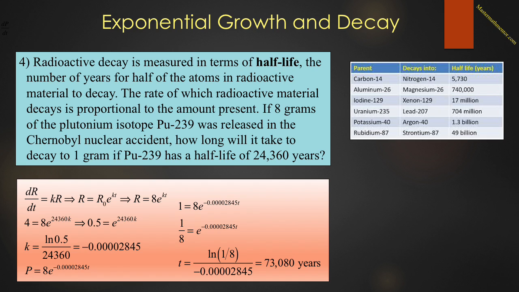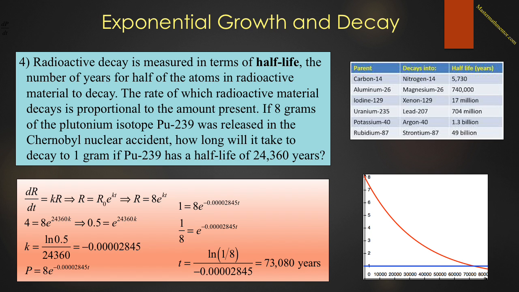We need to find k. We utilize the fact that in 24,360 years, the 8 grams will be reduced to 4 grams. So 4 = 8e^(24,360k). Dividing both sides by 8, we get 0.5 = e^(24,360k). Therefore, k is equal to the natural log of 0.5 over 24,360, which is negative 0.00002845. When you do this on the calculator, I suggest that you store your answer, because just a small difference in the accuracy can make a big difference in our answer. So the solution to our differential equation is R = 8e^(-0.00002845t).